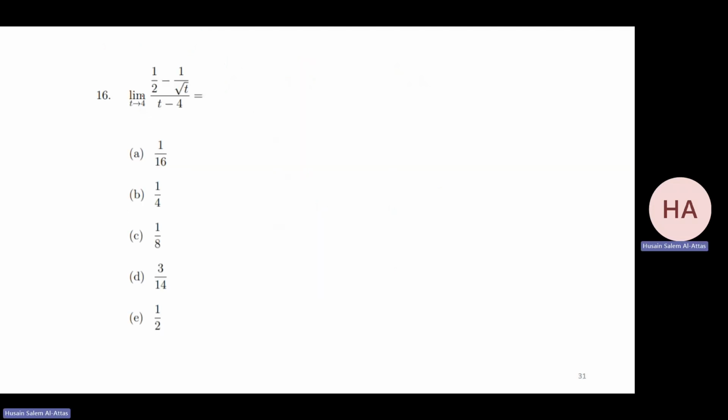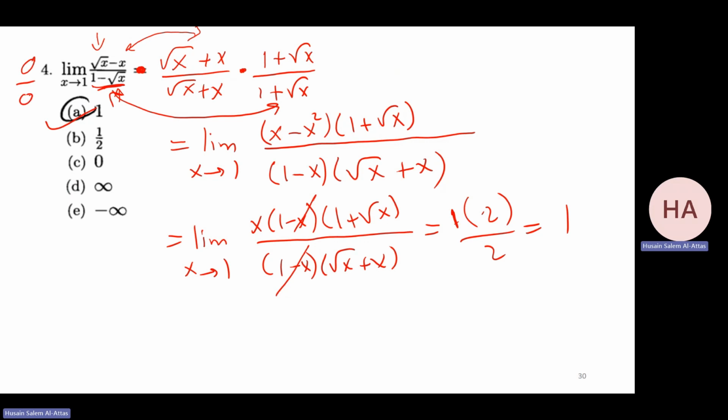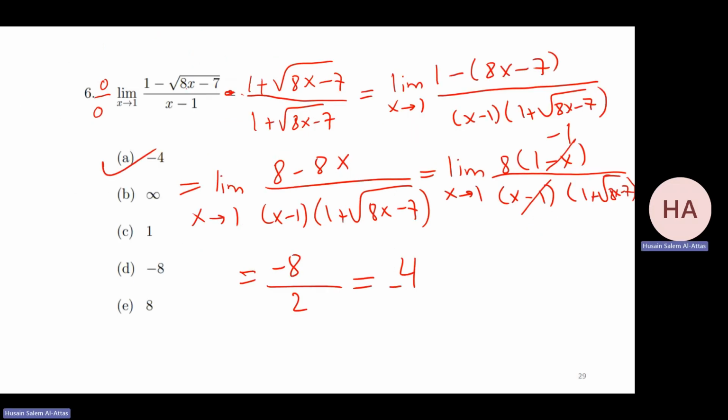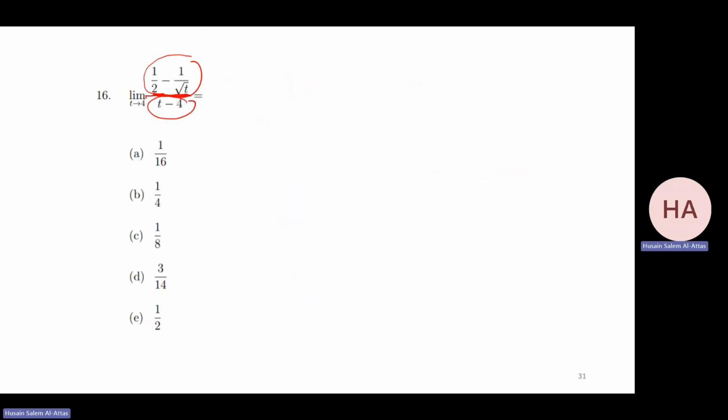Here, be careful. This is the numerator. This is the denominator. So do the calculation. First, if we substitute, also here, if we substitute, you are getting 0 over 0. In all of these cases, substituting, getting 0 over 0. Here, the same thing, 1/2 minus 1/2, 0 over 0. So I need to simplify.